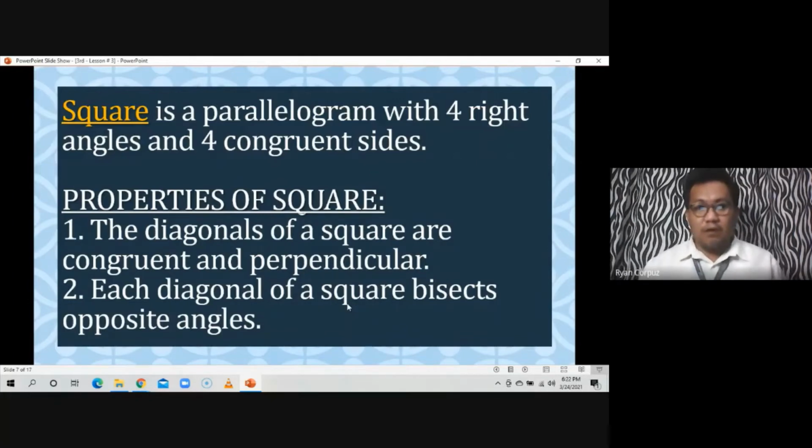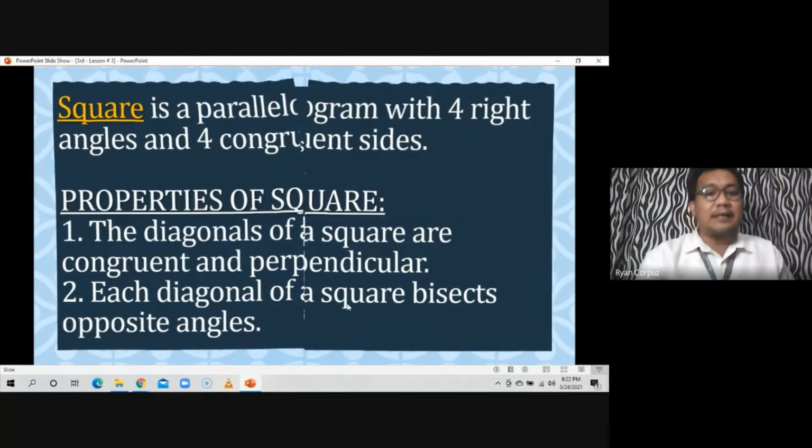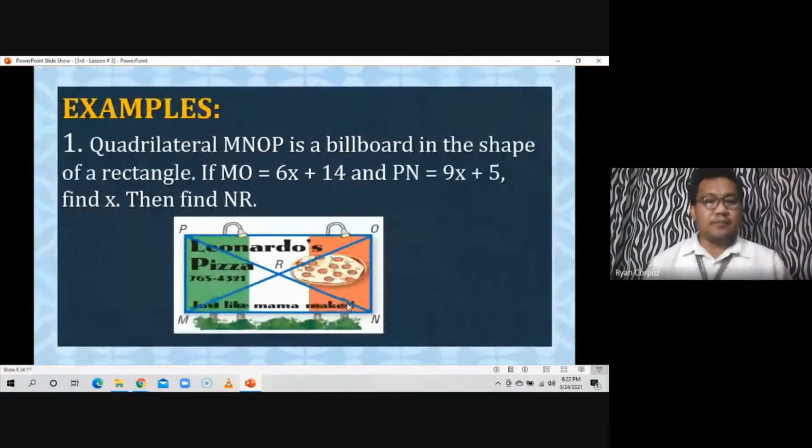So now, what are we going to do? So let's apply those properties through examples. Let's find out first kung ano yung mga given figures natin. So, let's have example number 1.